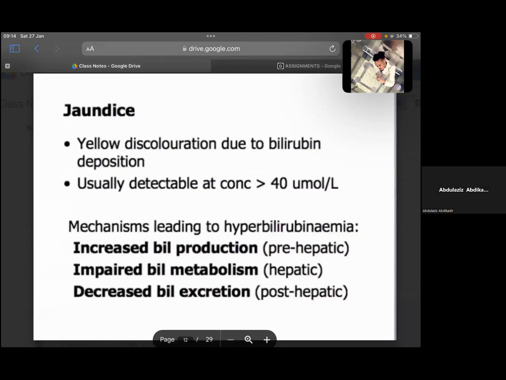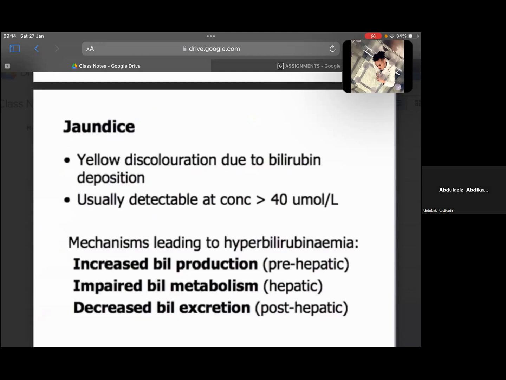Then jaundice, there is yellow discoloration. Normally, it's detectable when the levels are 40. So this jaundice is divided into three. The prehepatic. Prehepatic is normally due to hemolysis. Remember, the hemoglobin is being formed a lot. So the hepatic, there's a problem with the metabolism. Remember, the liver has 500 metabolic functions. Among them is the metabolism of bilirubin. So there's a problem with the metabolism, impaired. Then there's a post-hepatic. This is the problem with excretion.